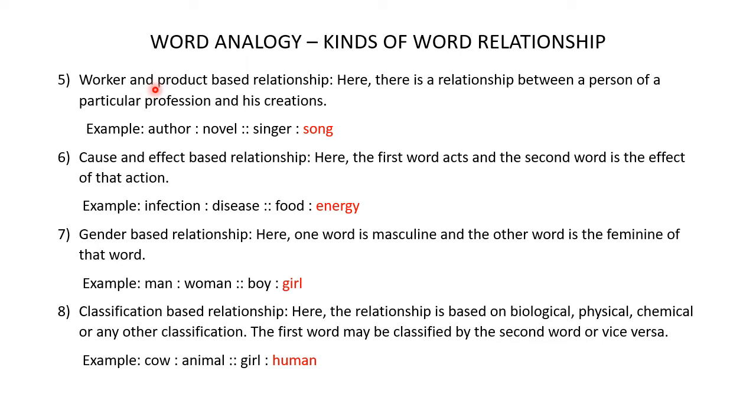Worker and product based relationship. Here, there is a relationship between a person of a particular profession and his creations. For example, an author writes a novel. Similarly, a singer sings a song.